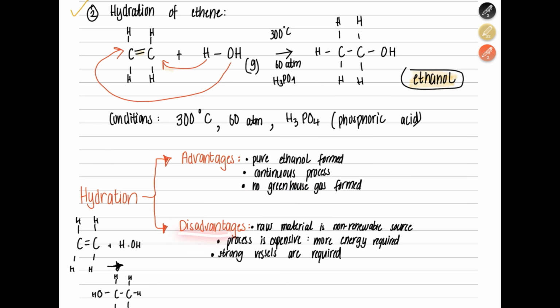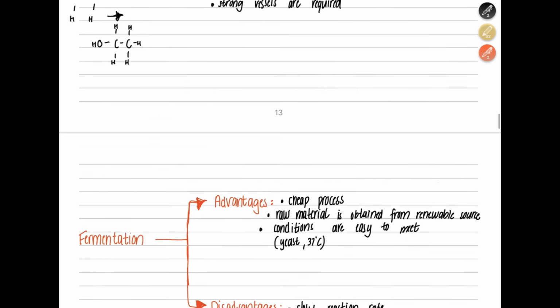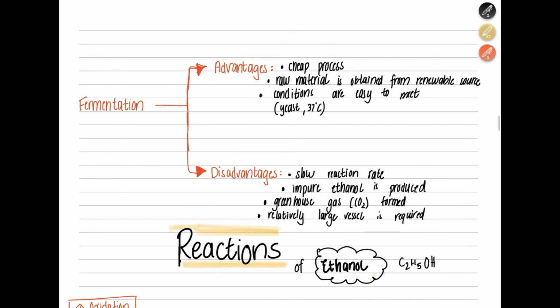There are some disadvantages. The raw material, this ethene, is a non-renewable source. The process is expensive. If you notice, it needs a lot of energy. You need a very high temperature of 300 degrees Celsius. That's why you need strong vessels that can withstand 60 atm and 300 degrees Celsius, very high conditions. Now, you can repeat this again.